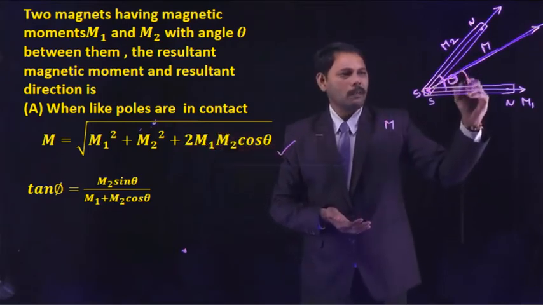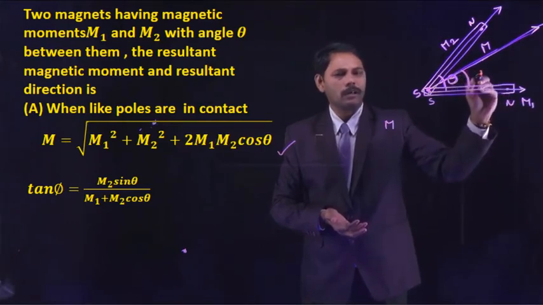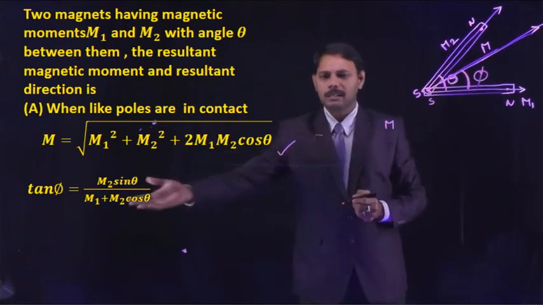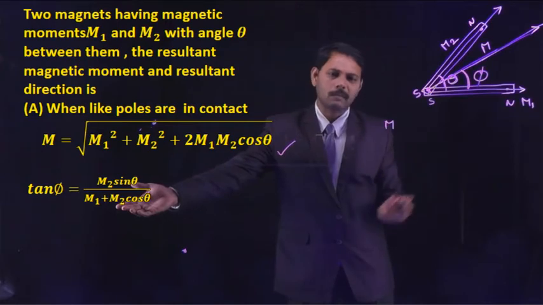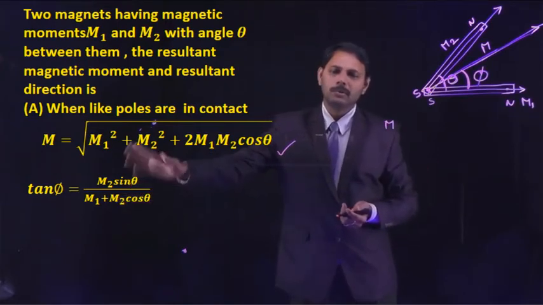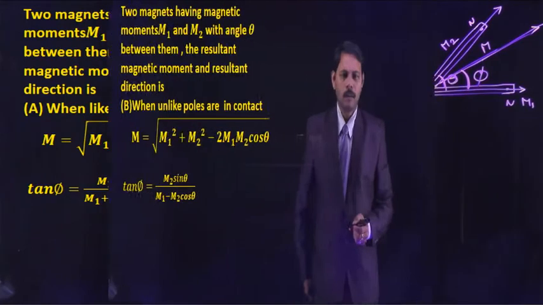Then the angle made by the resultant magnetic moment with M1 is alpha. Here is the second formula: tan alpha is equal to Q sin theta by P plus Q cos theta. Therefore tan alpha is equal to M2 sin theta by M1 plus M2 cos theta.